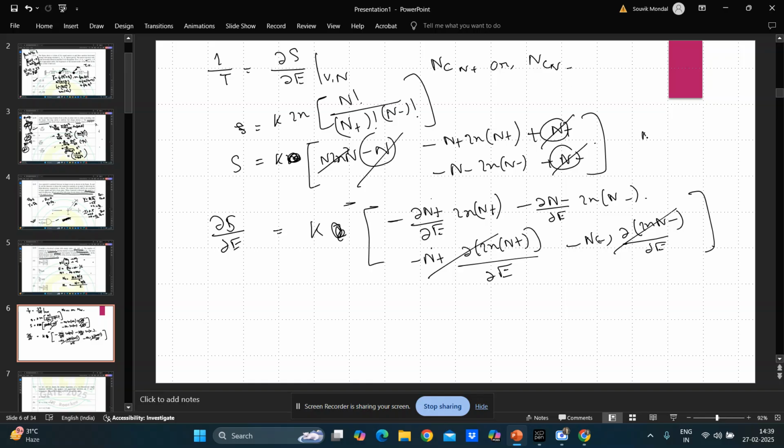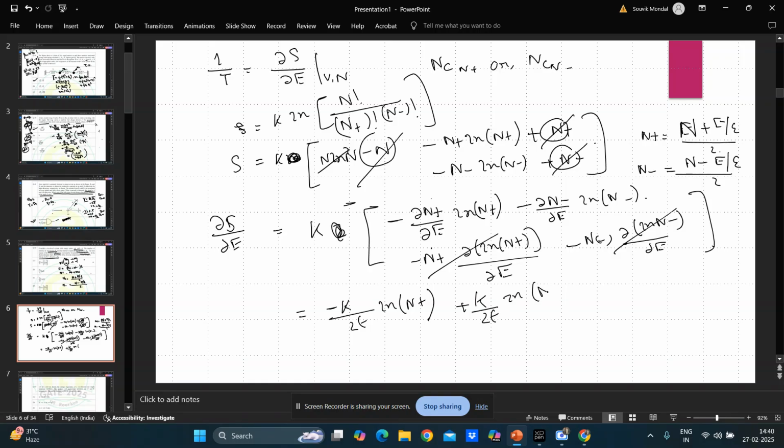Okay. So now let n plus be n plus E by epsilon by 2. So if you do del n plus by del E, you get 1 by 2 epsilon. Okay. So minus e by 2 epsilon log n plus, and if you do del n minus del e, you similarly get minus e by 2 epsilon, because I am writing n minus as n minus e by epsilon by 2. So if you differentiate with respect to e, you will get an extra minus sign. So it will be e by 2 epsilon log n minus, right?